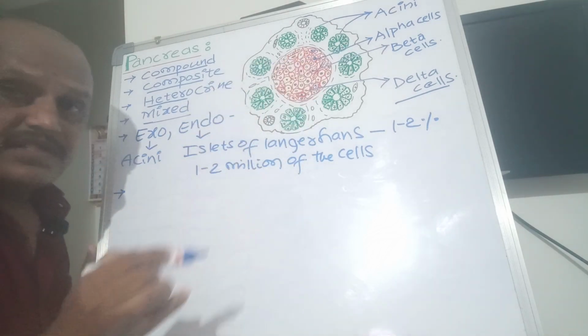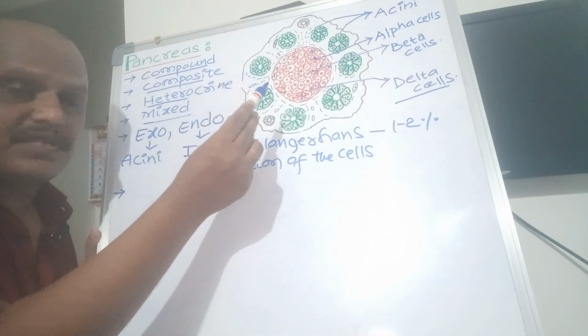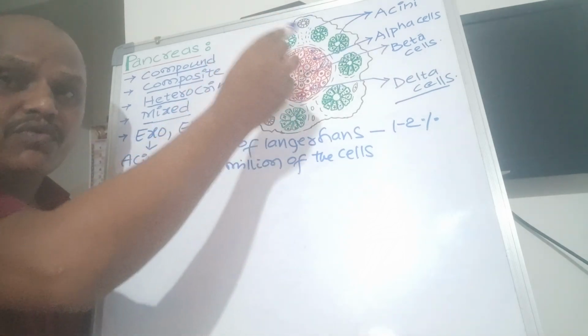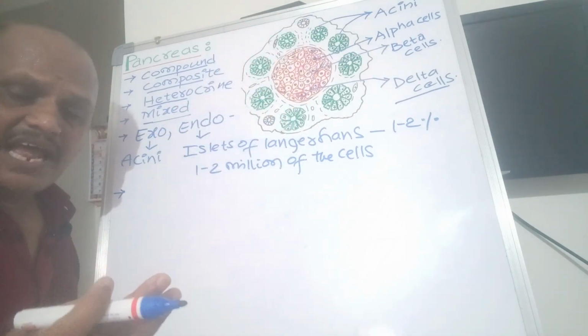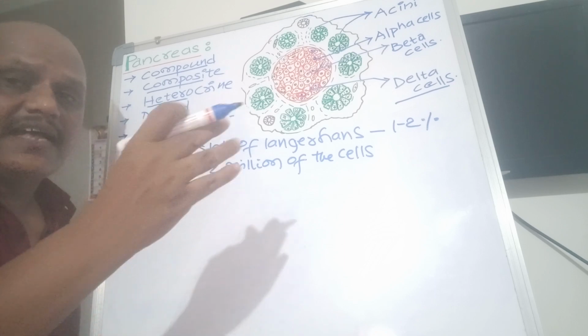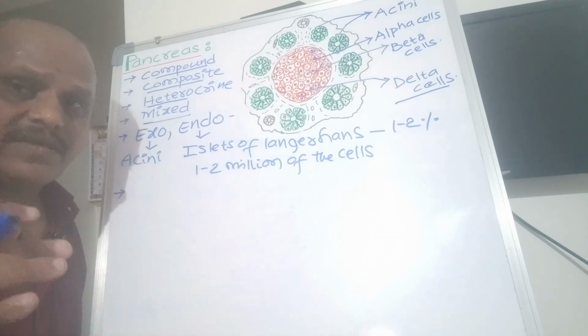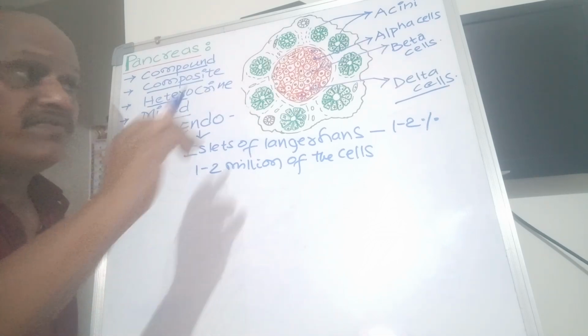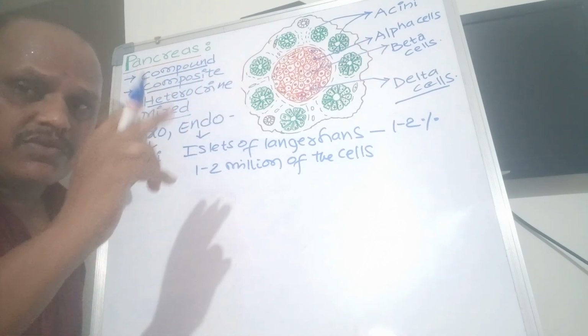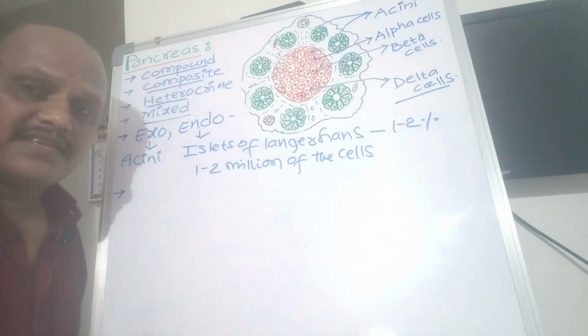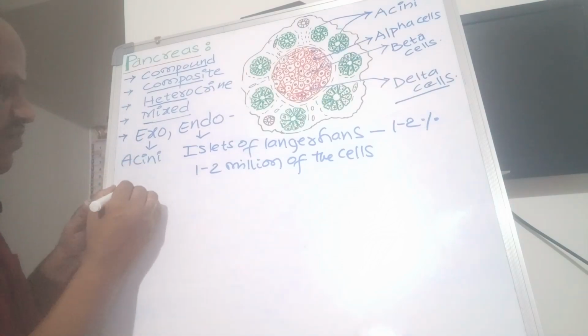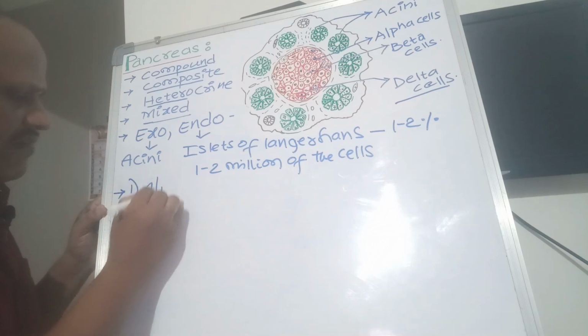Generally, 4 types of cells are present in the endocrine portion of the pancreas. They are alpha cells, beta cells, delta cells, and pancreatic polypeptide cells. But according to NCERT and the state book, we are only going to discuss 2 types of cells: alpha cells and beta cells. Now, first of all, alpha cells.